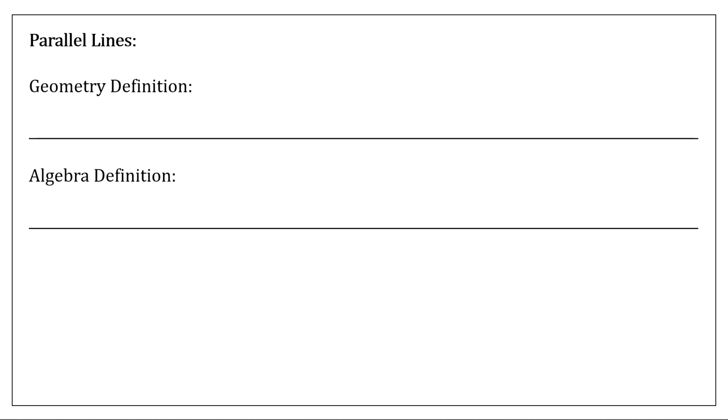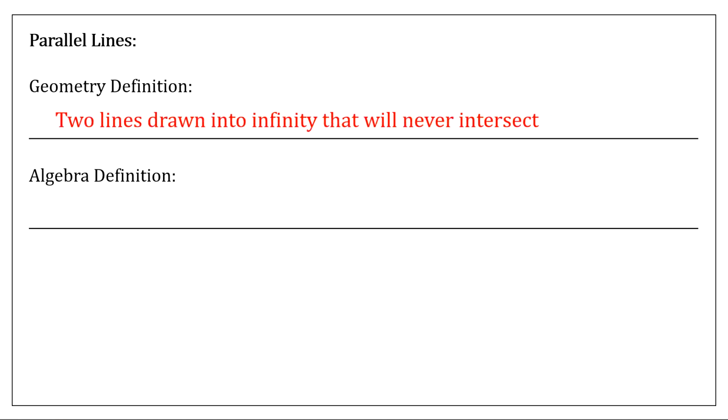Parallel lines. I want to talk about those for a minute because we do have to deal with parallel lines and perpendicular lines in geometry, but there's a different geometry definition than there is in algebra. So the geometry definition for parallel lines, which we'll learn again as we get into it, is 2 lines drawn into infinity that will never intersect. Think of the dividing line in the highway, the yellow line down the middle of a road. Those are never going to intersect. If we assume the road goes on forever, they will never intersect.